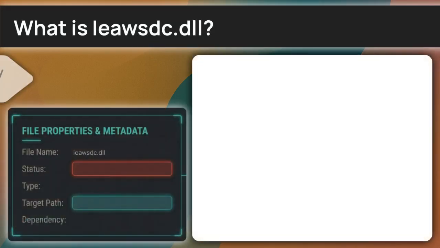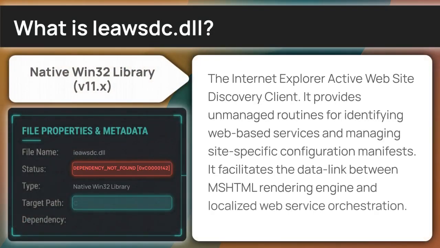This is the Ieawsdc library, the Internet Explorer Active Website Discovery Client. It provides unmanaged routines for identifying web-based services and managing site-specific configuration manifests. It facilitates the data link between MSHTML rendering engine and localized web service orchestration. Now let's apply the fix by reinstalling the shared system library.